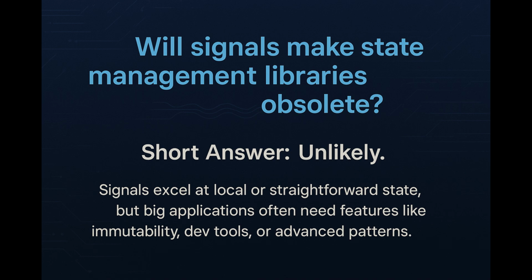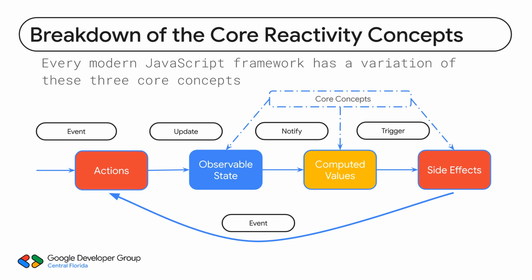So just to summarize, we have this core concept of reactive state, which is managed by signals. And then we have computed values, which are derived from that state. And then we have side effects, which react to changes in that state. And these seem to be really fundamental building blocks for modern JavaScript frameworks.